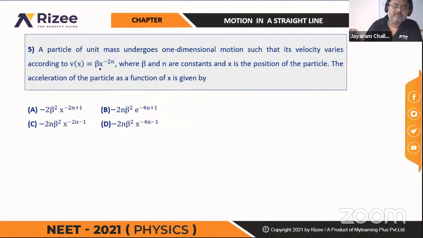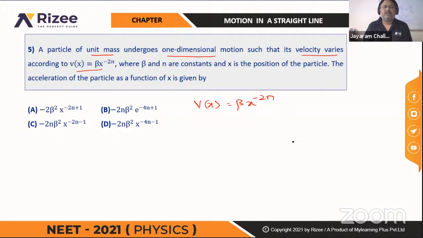A particle of unit mass undergoes one-dimensional motion such that velocity varies with the relation he has given, velocity as a function of displacement, which is beta into x to the power of minus 2n, where beta and n are constants and x is the position of the particle. He is asking for the acceleration of the particle as a function of x. Okay, fine. So we need to find the acceleration of the particle.